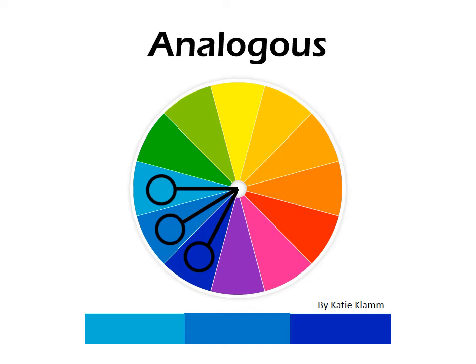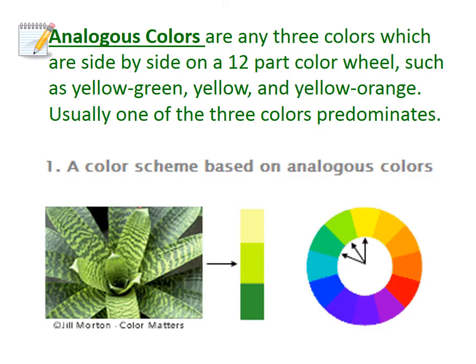Klamm, and today we'll be talking about analogous colors. Analogous colors are any three colors which are side by side on a 12-part color wheel, such as yellow-green, yellow, and yellow-orange. Usually one of the three colors predominates, and that just means that it usually stands out a little bit more than the other two colors.